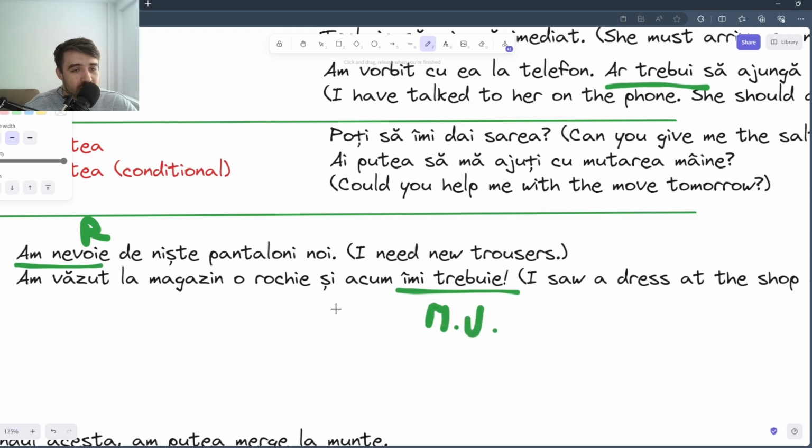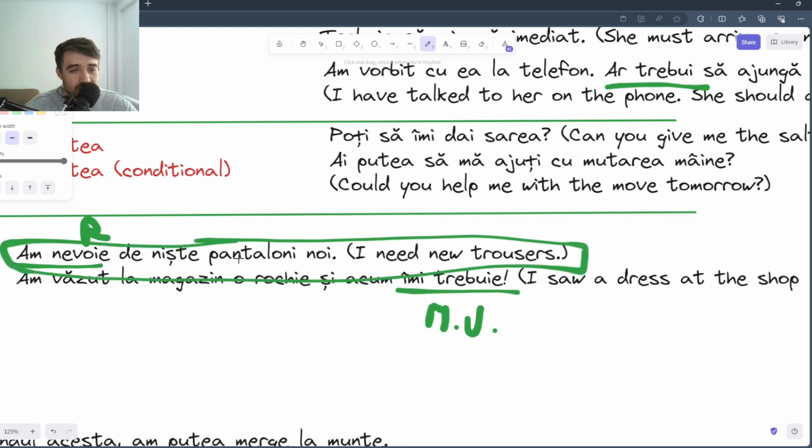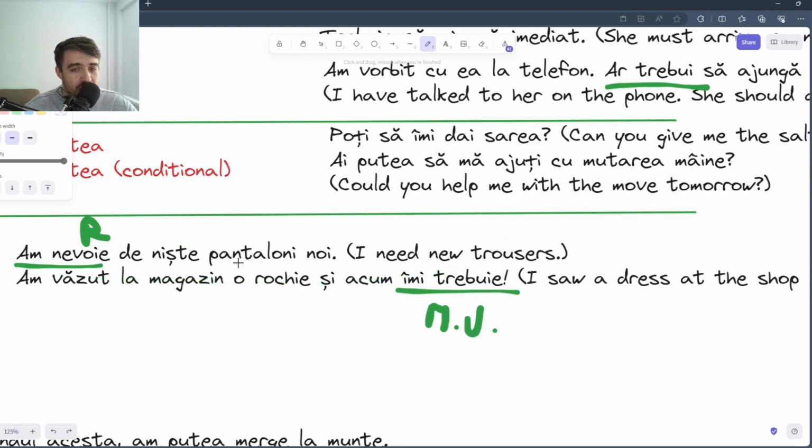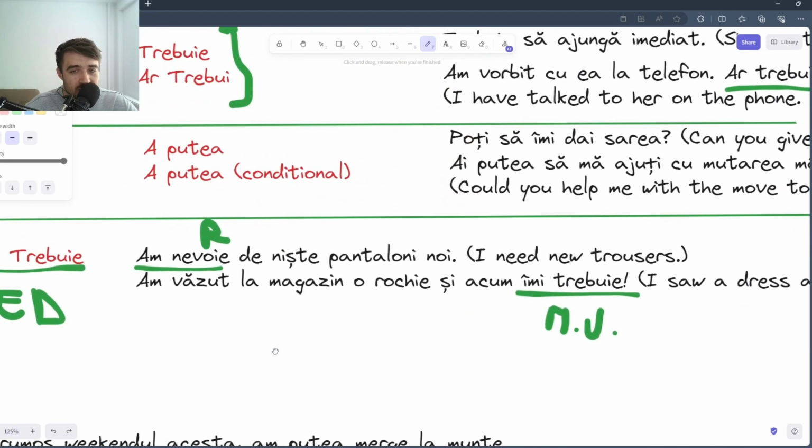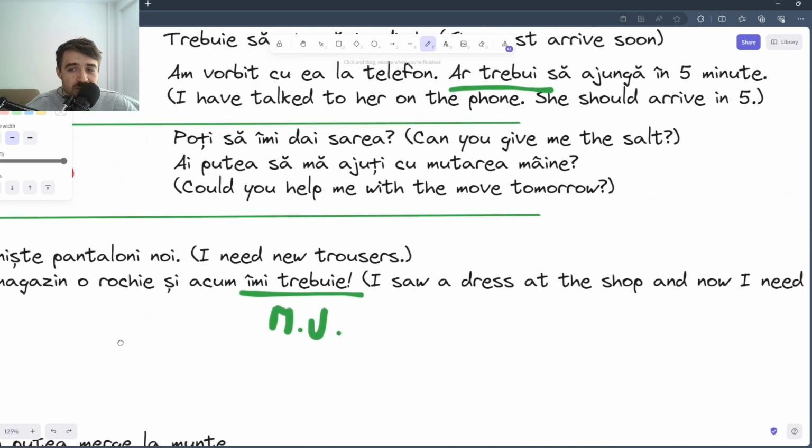So, for example, in this first situation, you basically broke all your trousers, and that's it. You don't have any other ones, so you need some new ones. While in the second one, you saw this dress and then you think that you need it. There's a difference. In English there isn't, but in Romanian there is.